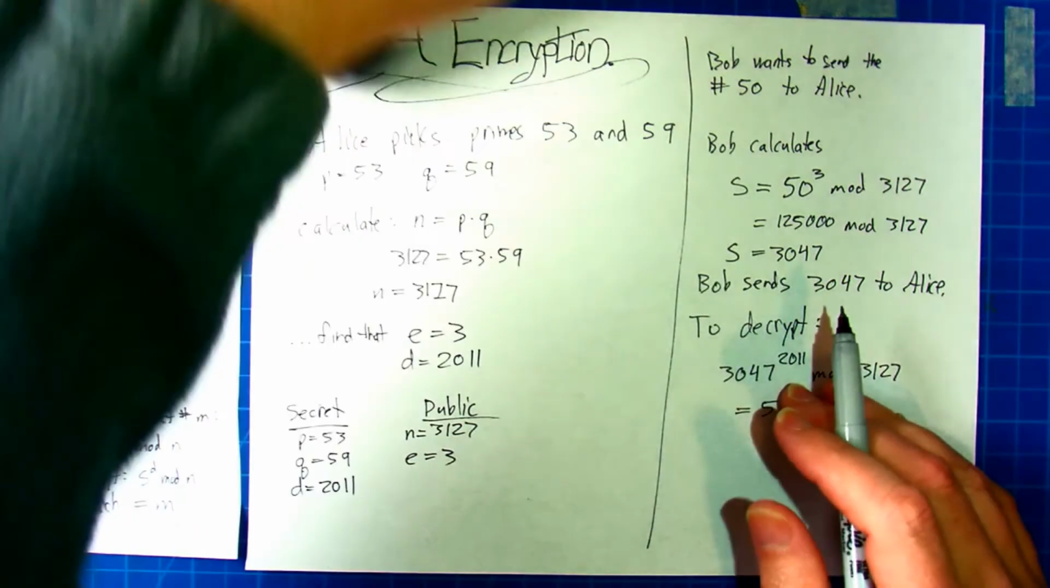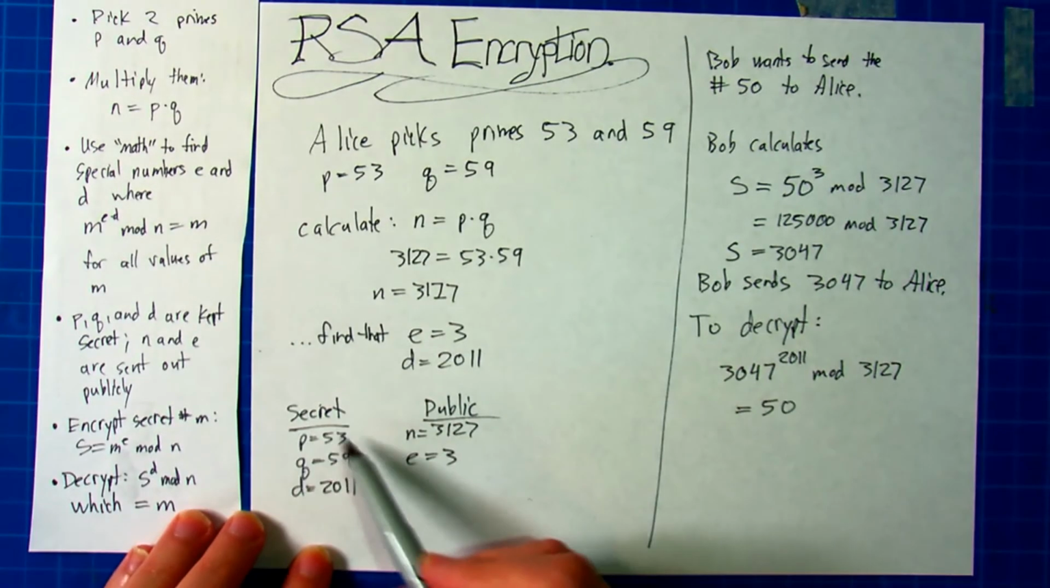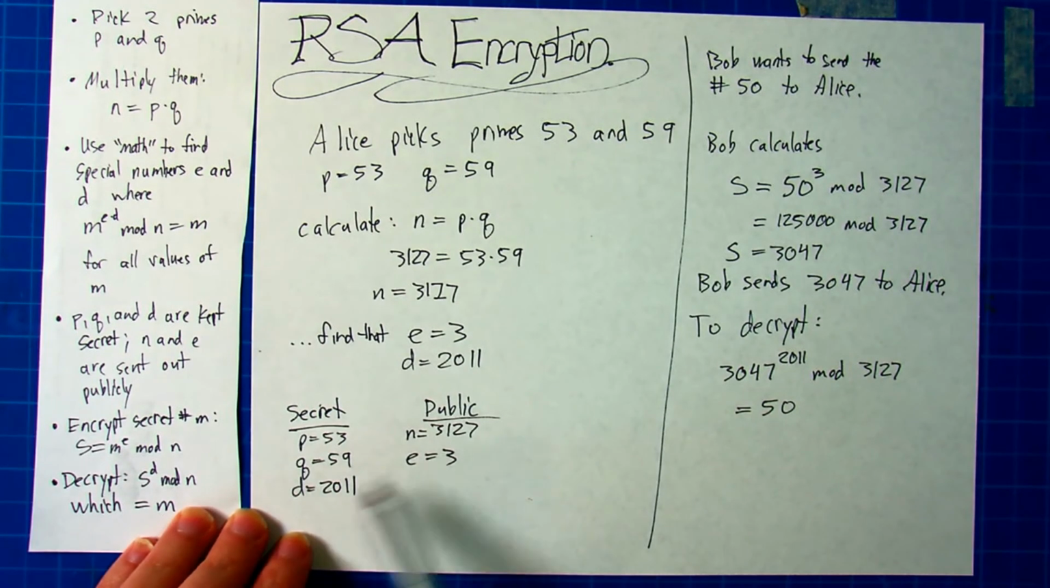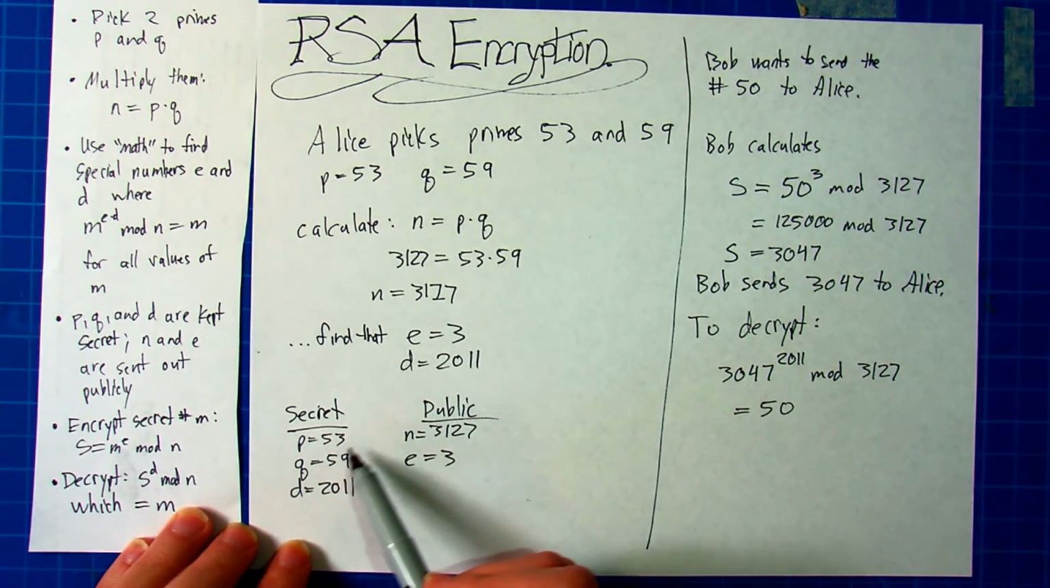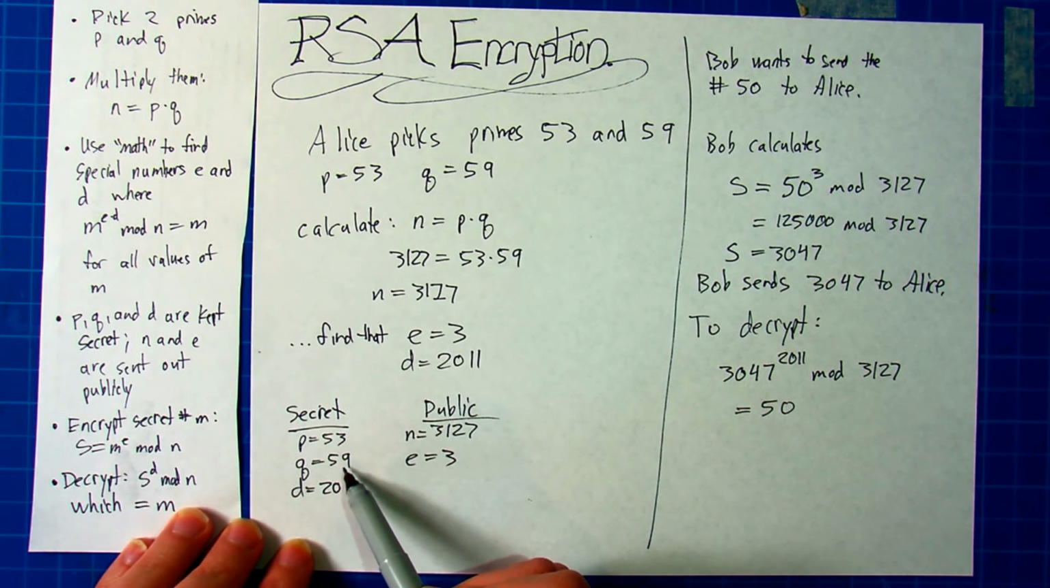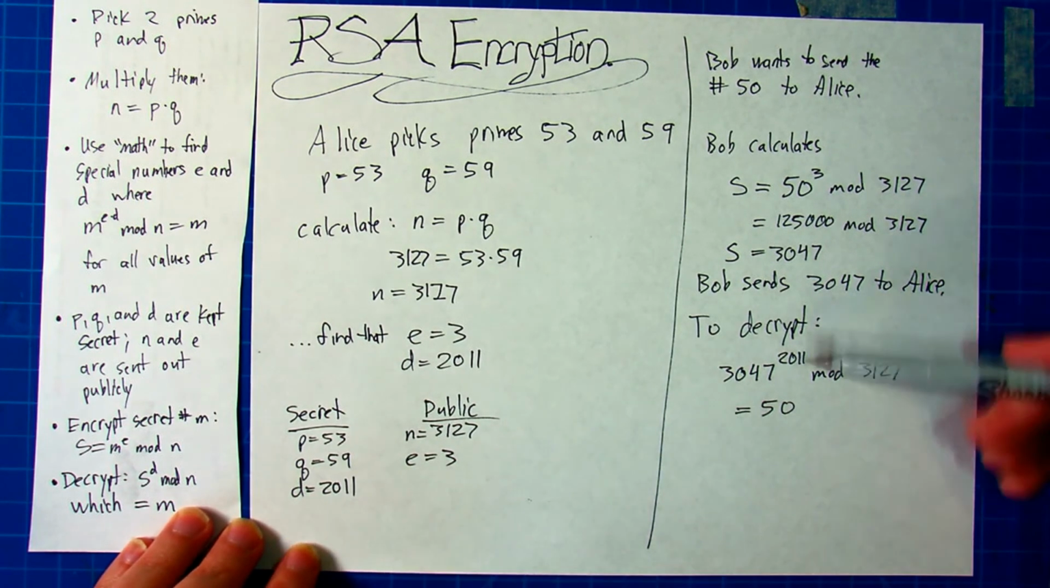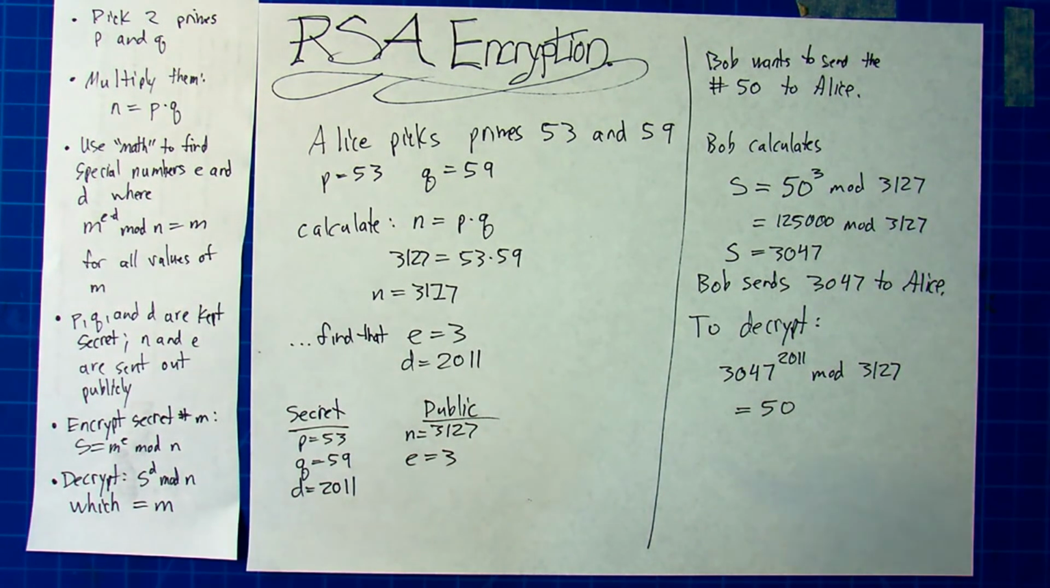You notice that after you come up with P and Q, you don't really need them anymore. Here are the important numbers D, N, and E. But you want to keep P and Q secret, because if someone knows P and Q, then they can figure out D and E, and then they can figure out how to decrypt your messages. So you have to keep these primes private.